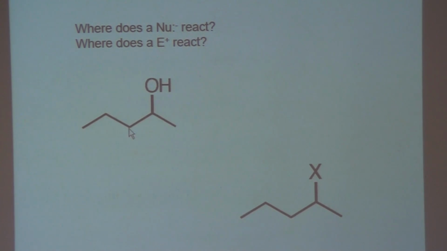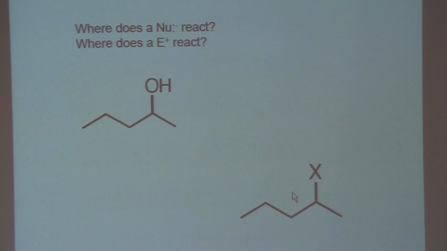Now again, before that H can be removed from the beta carbon, you have to do something to this OH group, because remember that the OH by itself is a poor leaving group. So we gotta make it a better leaving group.